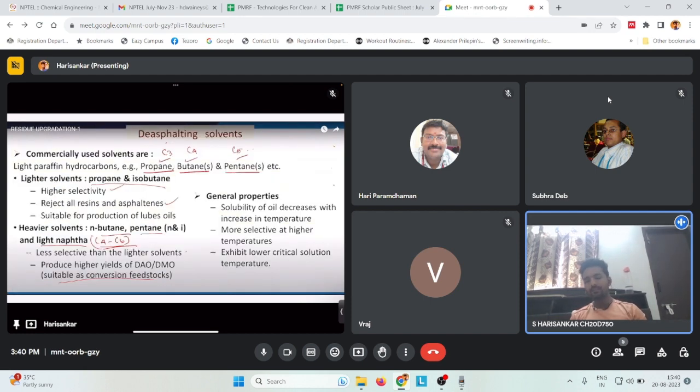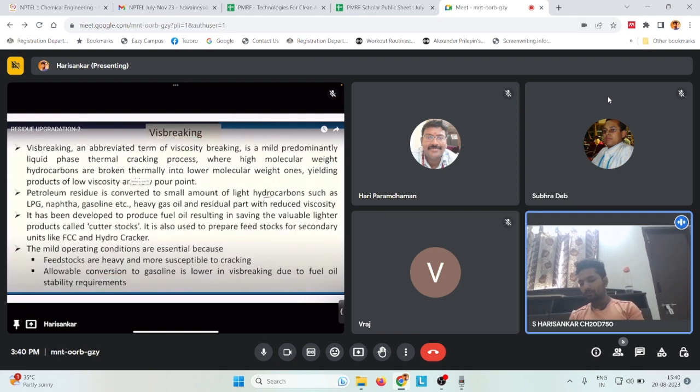So some of the general properties of the solvents that we should make a note of is that the solubility of the oil decreases with increase in the temperature for this de-asphalting process. And the selectivity is more at higher temperatures, and they exhibit lower critical solution temperatures. So yeah, that is about de-asphalting process.